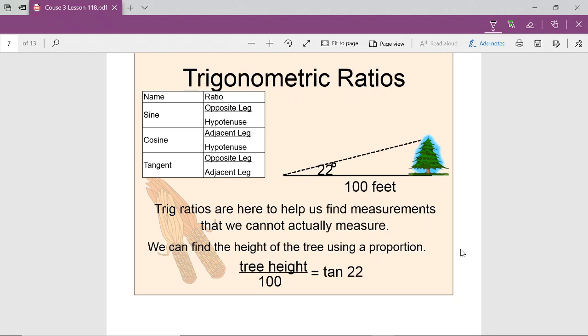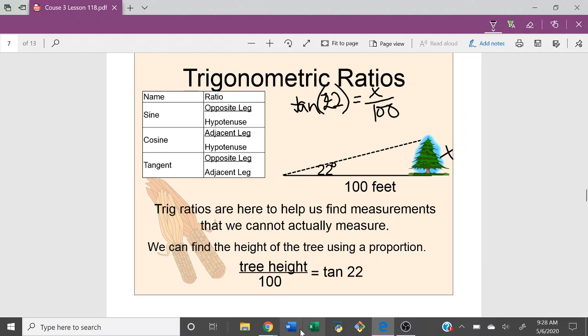Trig ratios are here to help us find measurements that we cannot actually measure, like the height of a tree. So with this tree, if I have this angle of 22 degrees, and I have that my adjacent side here is 100 feet, and I want to know the opposite side, well, opposite and adjacent sides are used in tangent. So I would use the tangent of 22 to say, well, the tangent of 22 is this side x over my 100 feet. So opposite side x, which we don't know, over 100 feet. Well, if I figure out what the tangent of 22 is, then I can figure out what x is.